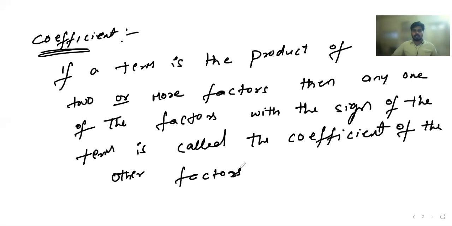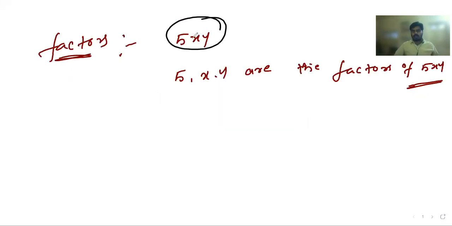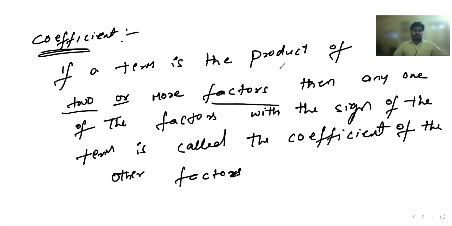Did you understand? So if a term is the product of two or more factors, suppose in the previous case, 5xy is a product of three factors. So if you take a product of two or more factors, then any one of the factors with the sign of the term is called the coefficient of the other factors.